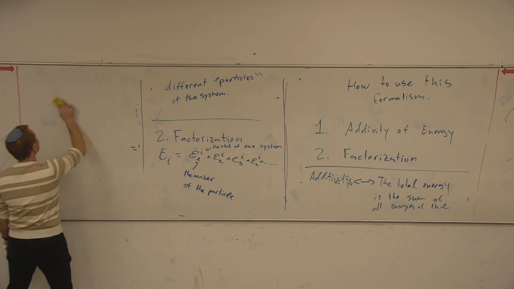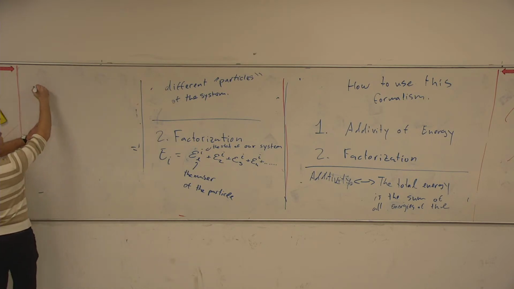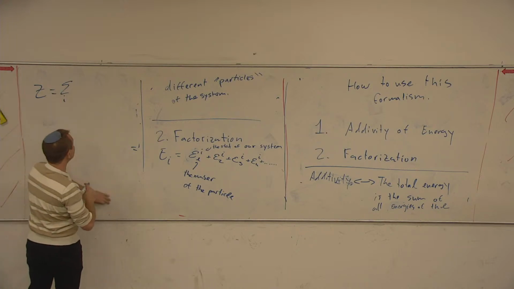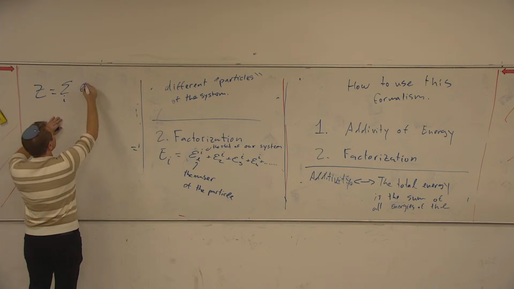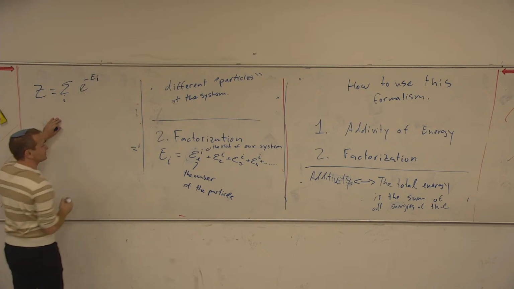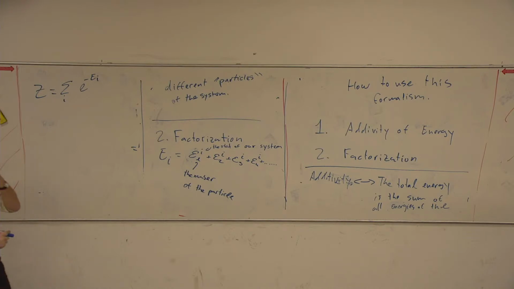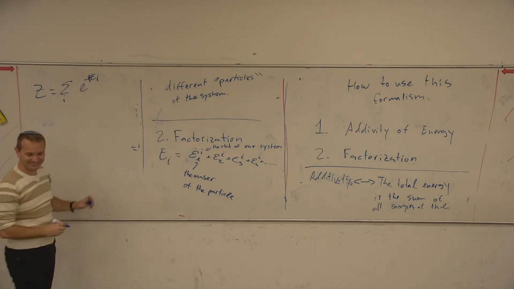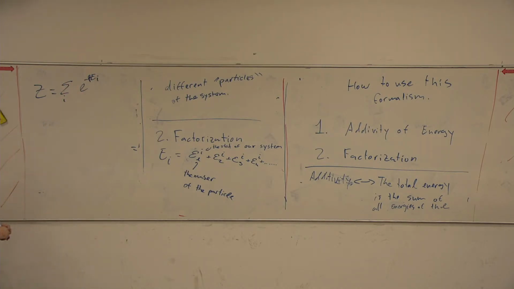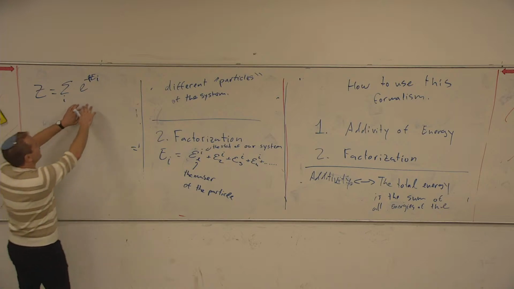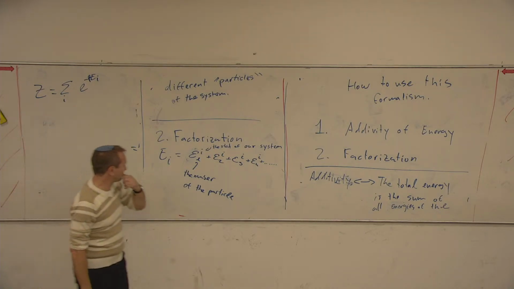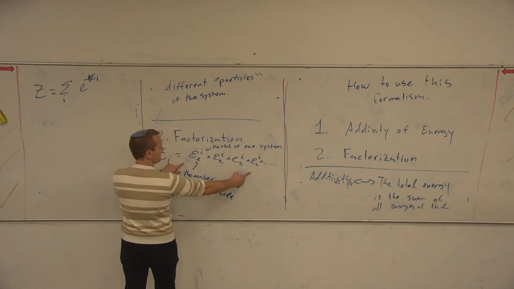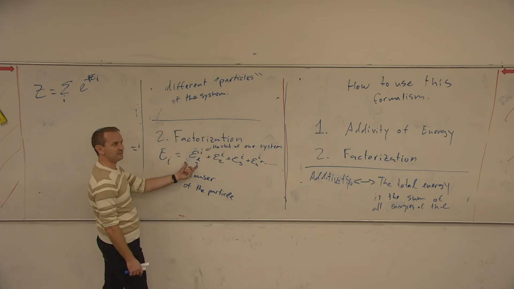So if I want to compute the partition function, it is a sum over I of e to the minus beta E_I. Those E_I over here, remember, they define a specific state.